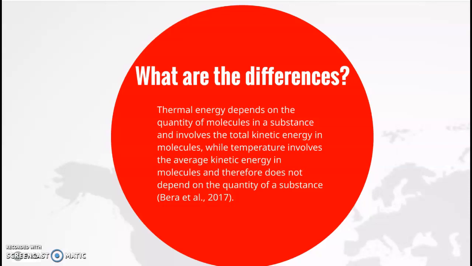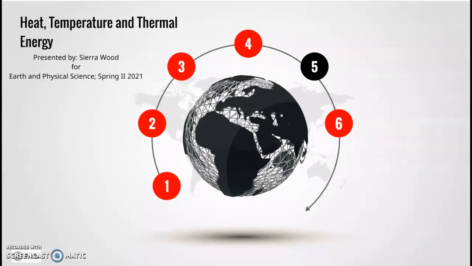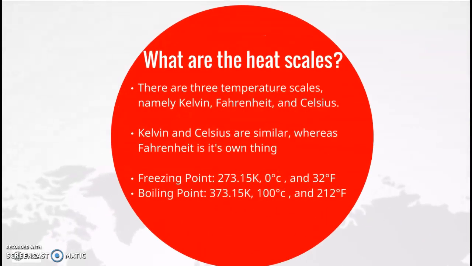Now, how do we measure these things? So there are three temperature scales, and those are going to be your Kelvin, your Fahrenheit, and your Celsius. Now, Kelvin is based on the absolute zero temperature, where all molecular motion stops. The scale bases pure water's freezing point at 273.15 Kelvin, and then the boiling point is 373.15 Kelvin. It's also worth noting here that the abbreviation K for Kelvin is not followed by a degree sign.